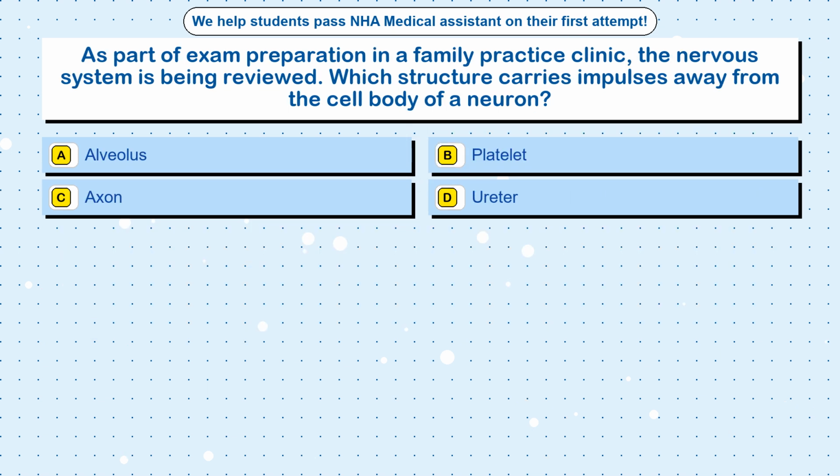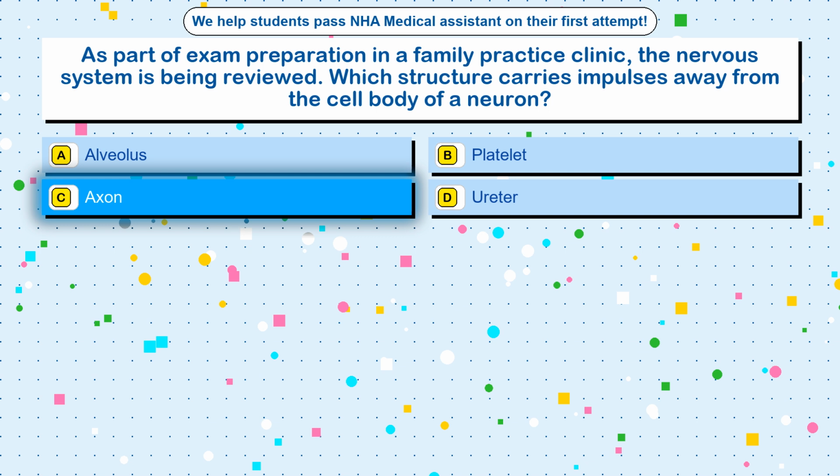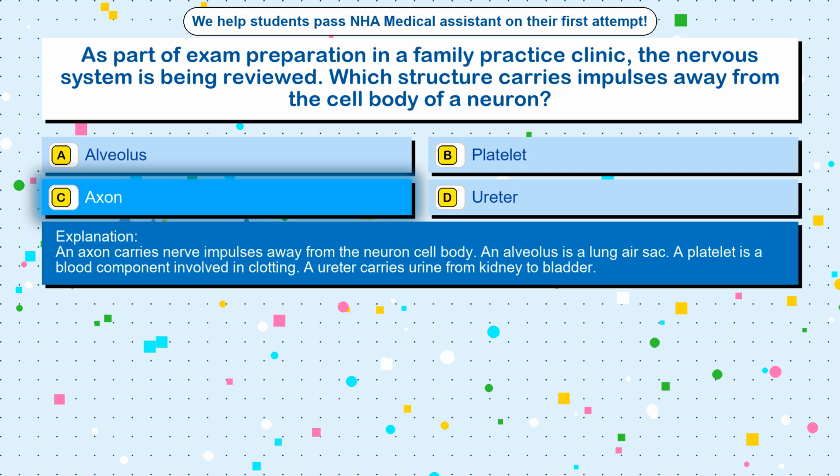Question 88. As part of exam preparation in a family practice clinic, the nervous system is being reviewed. Which structure carries impulses away from the cell body of a neuron? Option A, alveolus. Option B, platelet. Option C, axon. Option D, ureter. The correct answer is option C, axon. An axon carries nerve impulses away from the neuron cell body.